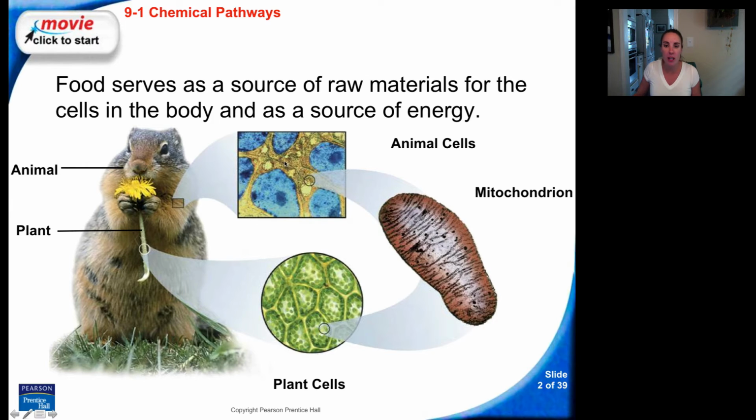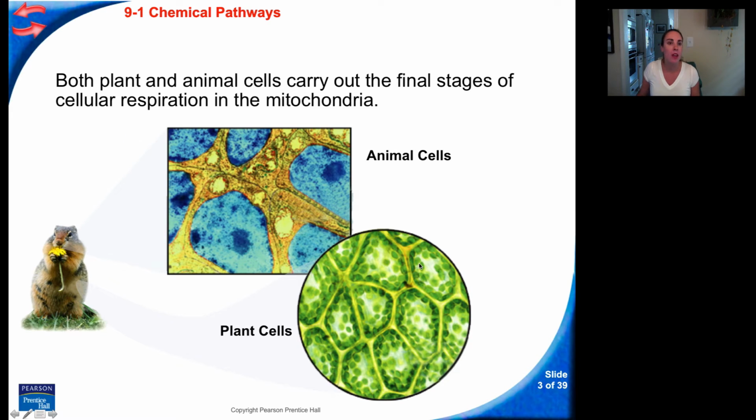So if we look inside animal cells and inside plant cells, we have an organelle called the mitochondrion. That is the place where the energy conversion occurs. So both plant and animal cells carry out the final stages of cellular respiration in the mitochondria.